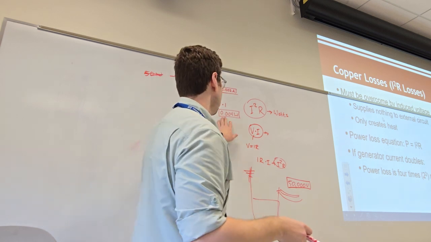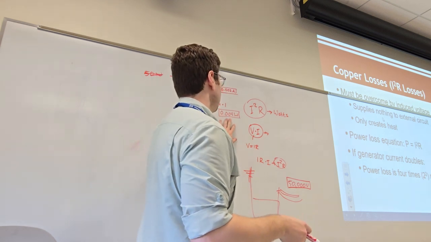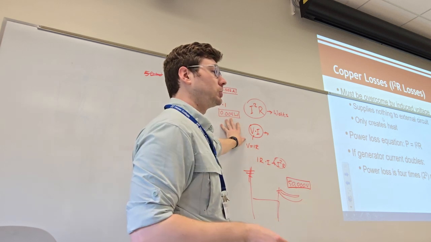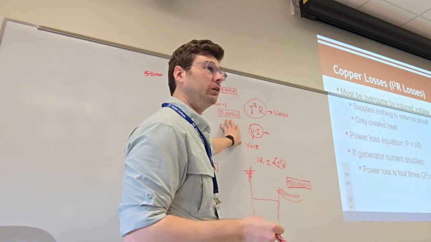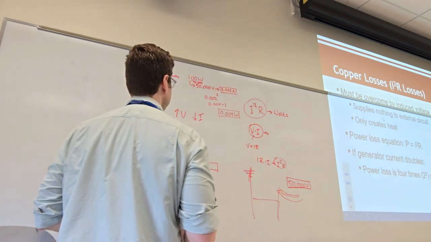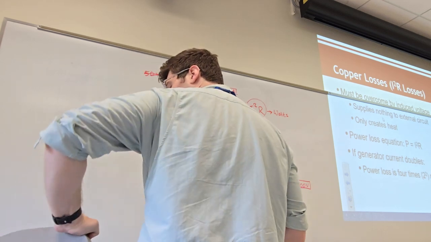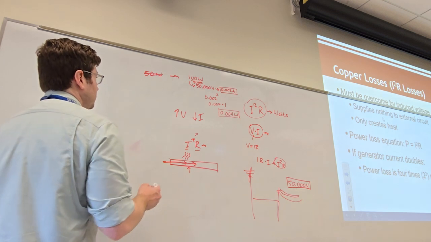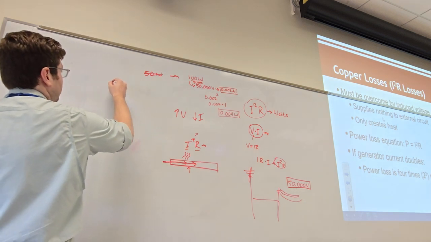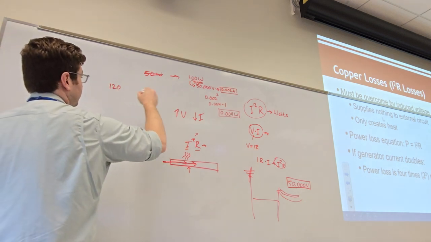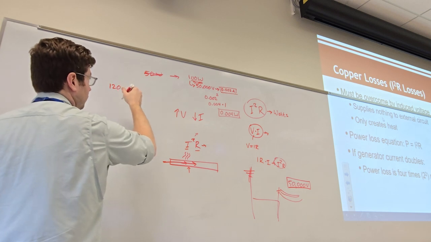This is kind of like what the company eats by transmitting power to you. This is what they're charging you for, more or less. It's how they can supply the electricity for you. Now let's see how much we lose if we use 120 volts instead. We don't use 50,000, but we use 120 volts.